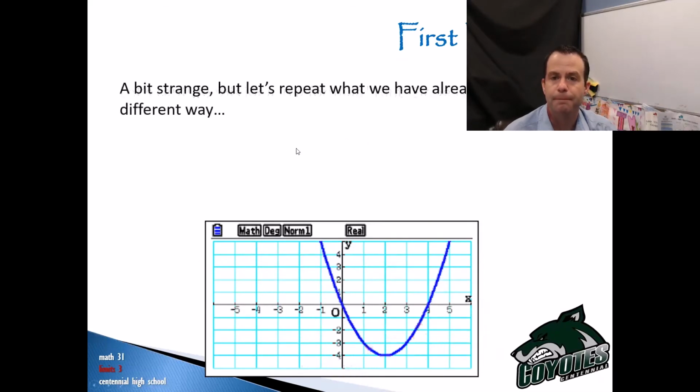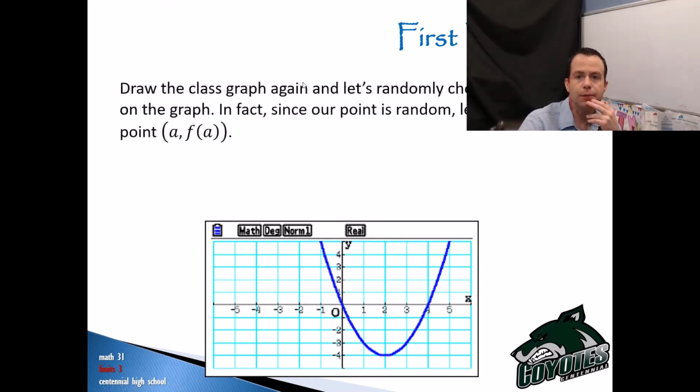So, a bit strange, but let's repeat what we've already done in a different way. That was method 1, okay? Here's method 2. What we're going to do is choose any point on the graph, and we're going to call that point A, comma, f of A. So far, fairly similar to the last method.